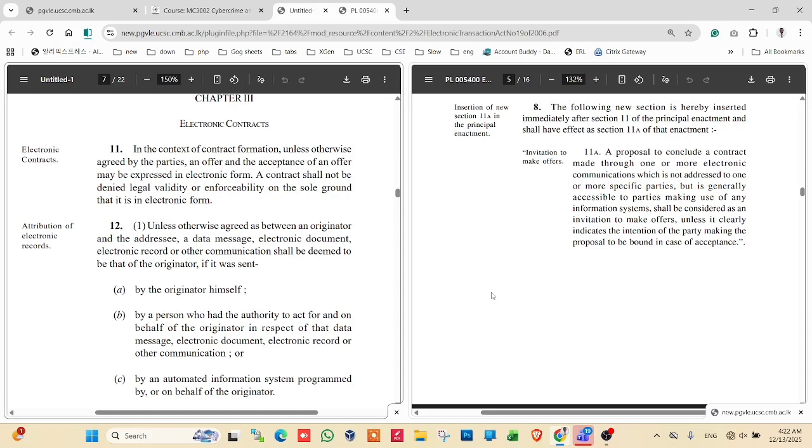So even if the price is tagged, the seller can refuse it.